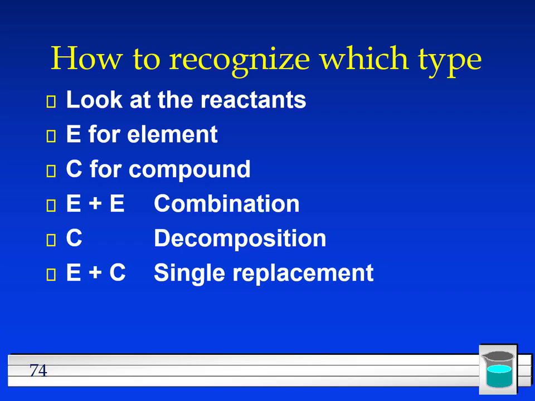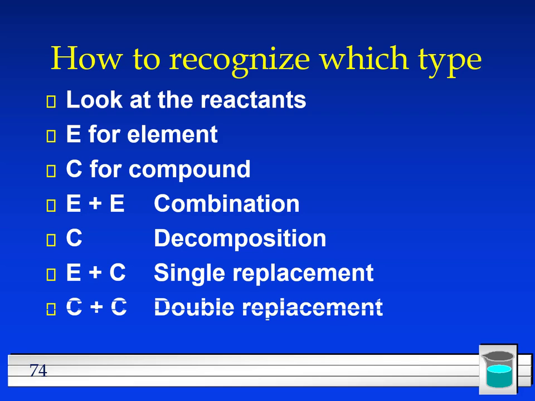If you've got an element and a compound, something by itself and something with a partner, that's a situation for single replacement, where that element can replace another element. Right? And if you got 2 compounds, that would be double replacement, because they got 2 places where they can switch partners.